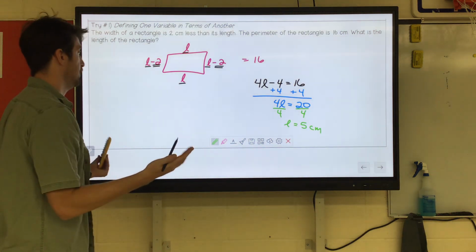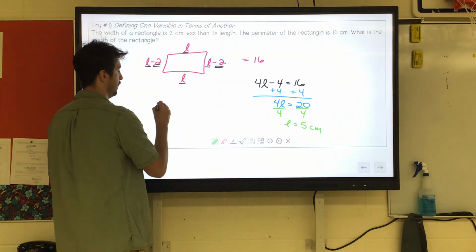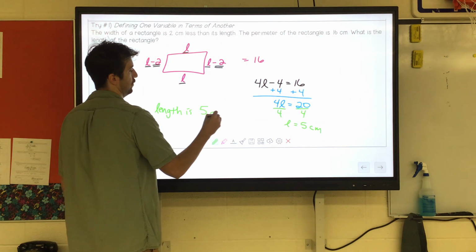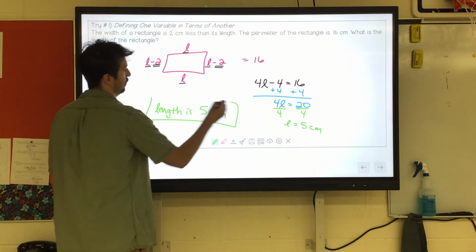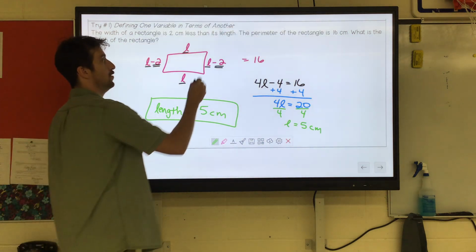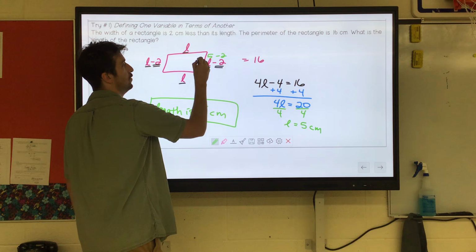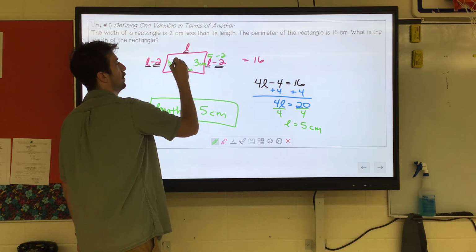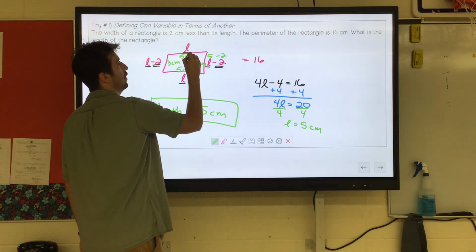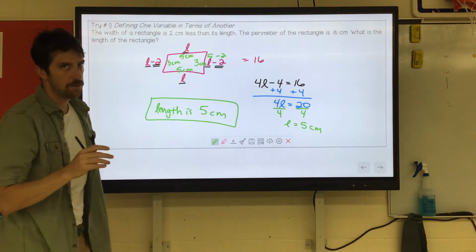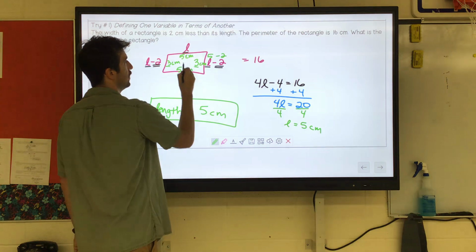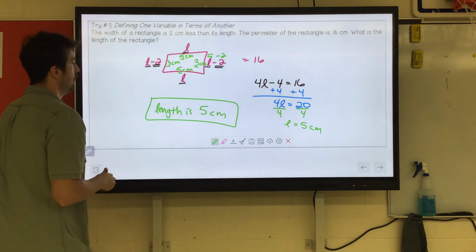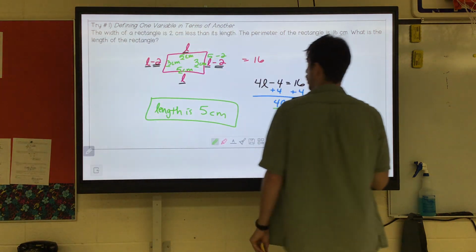What is the length? And that's all they're asking for. The length is 5 centimeters. If they were asking for the width, it would just be 5 minus 2, which is 3. Now, if you want, you can add those all up. Make sure it's 16. 3 plus 3 is 6. 5 plus 5 is 10. 6 plus 10, 16. We're good to go.